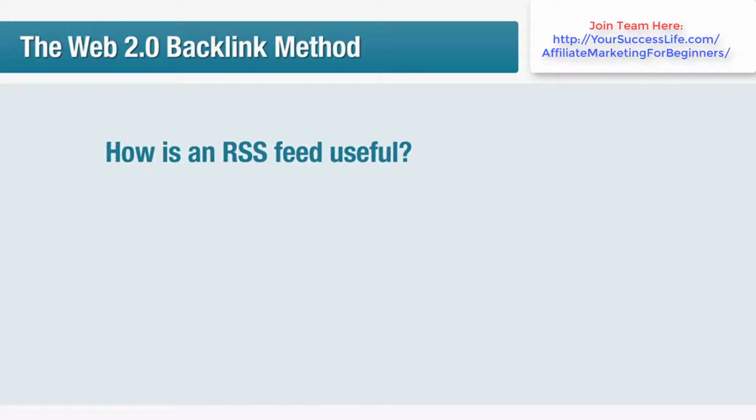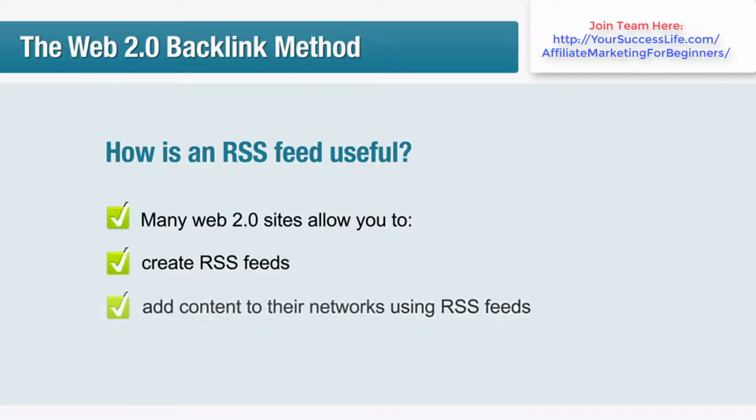So how is an RSS feed useful? Well, many Web 2.0 sites allow you to create RSS feeds and add content to their networks using RSS feeds. They will translate your feed into standard HTML so that it can be published as content on a website. Every time you post a new article on a site or blog with RSS enabled, it will automatically update the RSS feed and consequently any site that's using that feed. So by updating one site, you can effectively be updating many.